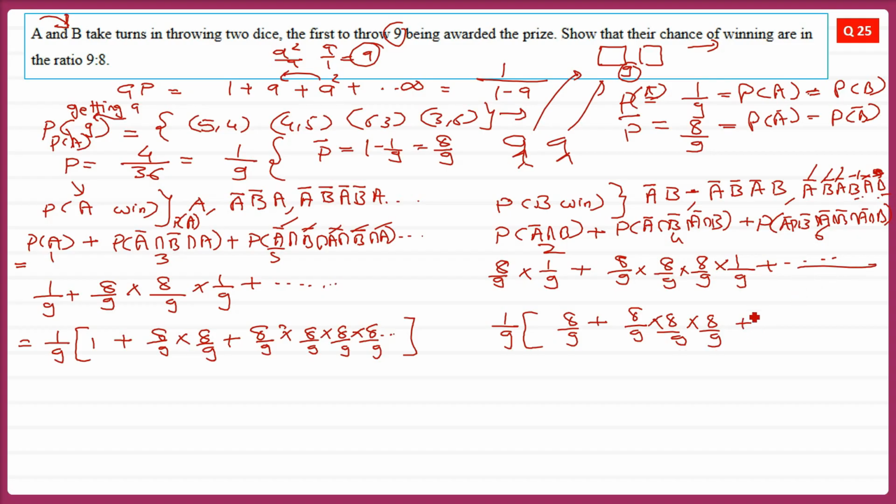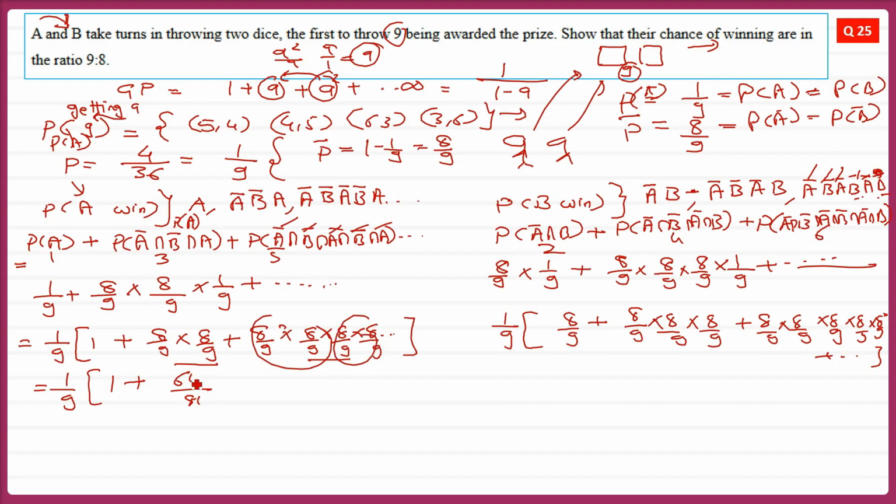But the problem here is geometric progression. We need 1 at the beginning. Now to get 1 in the beginning, we need to take this 8 by 9 out also from the second series. Let's do the first one first. So we have 1 by 9 times 1 plus 64 by 81, because 8 squared is 64, 9 squared is 81. This is 64 by 81 two times, so let's call it 64 by 81 whole square.